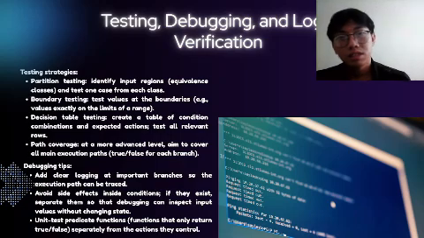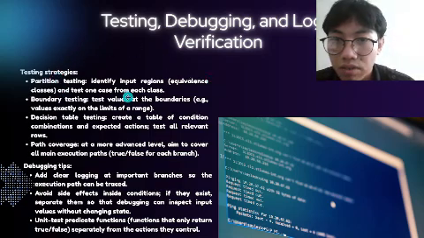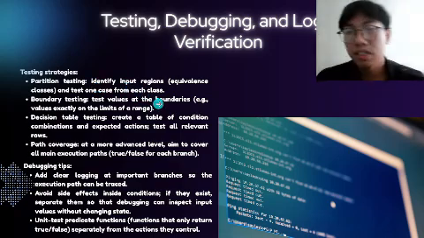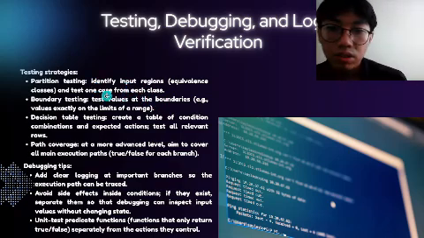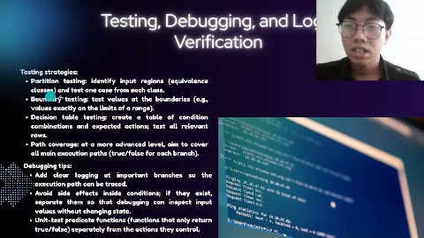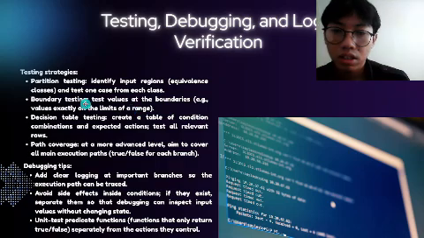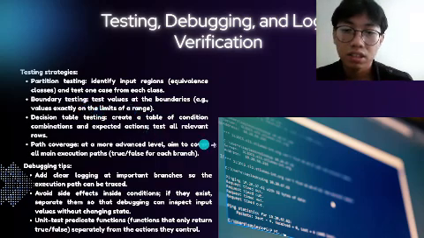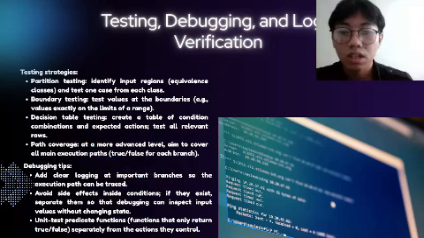Then testing, debugging, and logic verification. Testing strategies: partition testing, identify input regions, equivalence classes, and test one case from each class. Boundary testing: test values at the boundaries, values exactly on the limits of the range. Decision table testing: create a table of condition combinations and expected actions. Test all relevant rows. Path coverage, at a more advanced level: aim to cover all main execution paths, true or false for each branch.